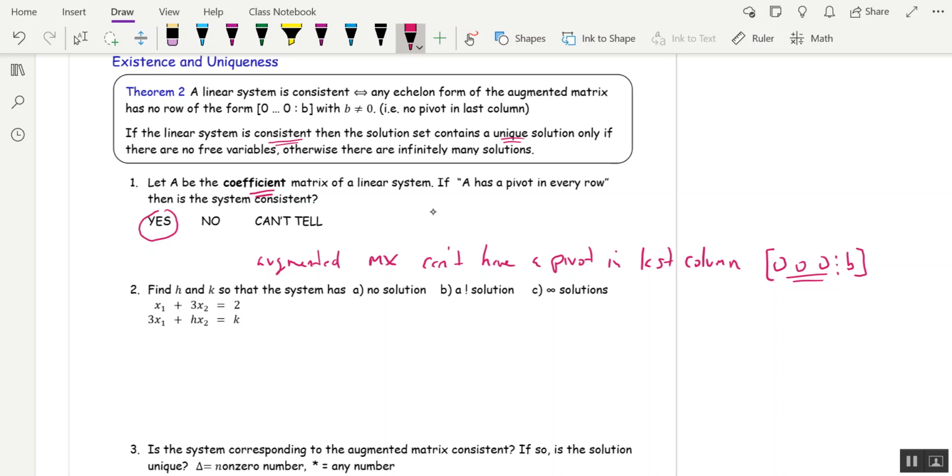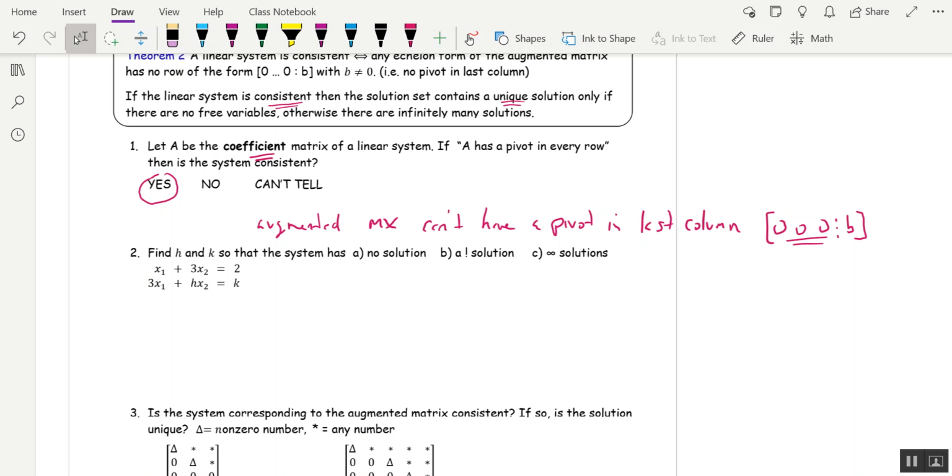Okay, next one. I love these problems. We're only going to go to echelon form to answer this question. So first, let's start with the augmented matrix. The augmented matrix for this system is 1, 3, 2, 3, h, k.